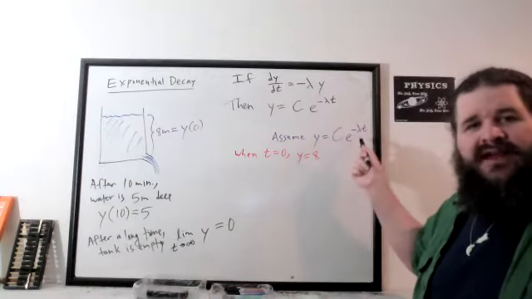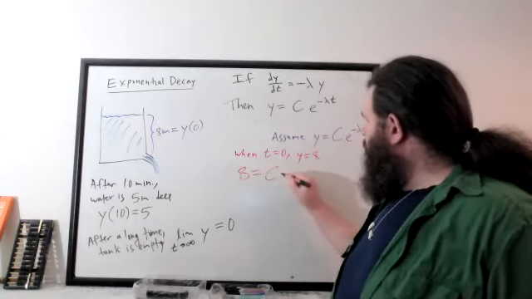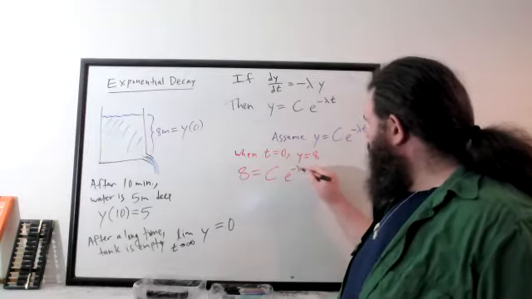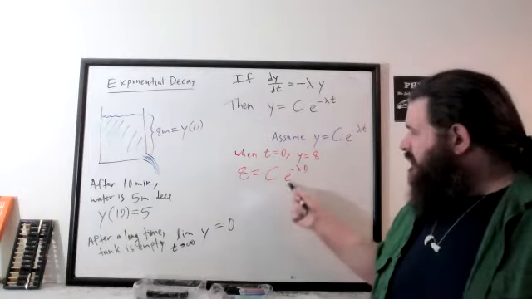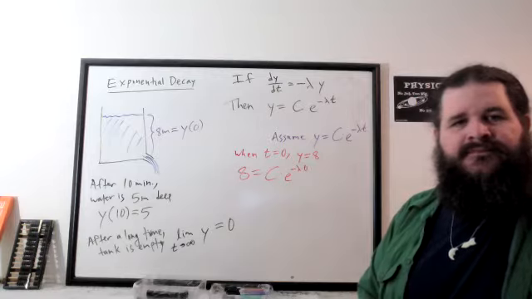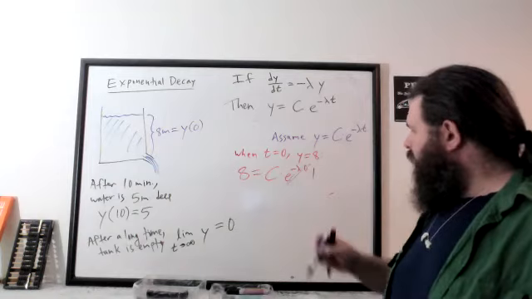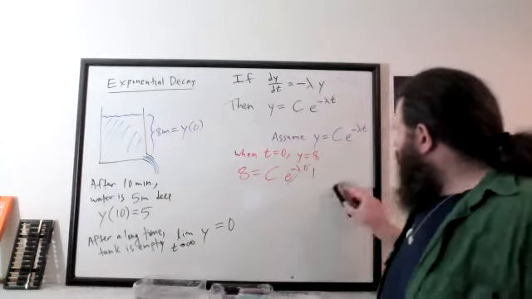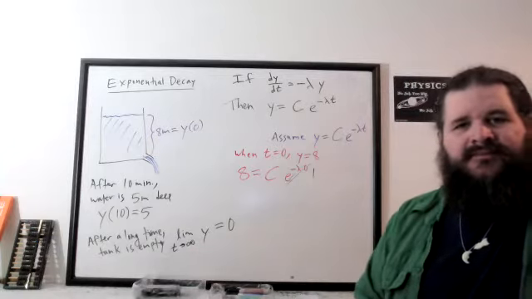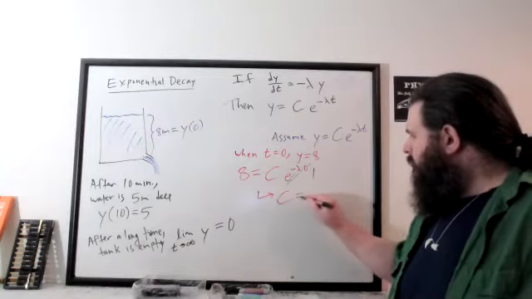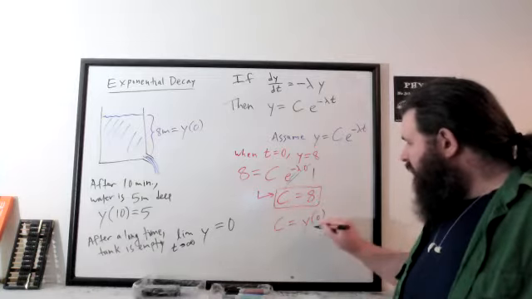So if we just copy down this exact same equation, but plug in 0 for t and 8 for y, we get 8 equals c times e to the negative lambda times 0. But lambda times 0 is just 0. What is e to the power of 0 going to be? Yeah, that's just 1. Anything to the power of 0 is just 1. So what does this tell us about c? Yeah, c is going to be 8. In other words, c is just the y value at time 0.